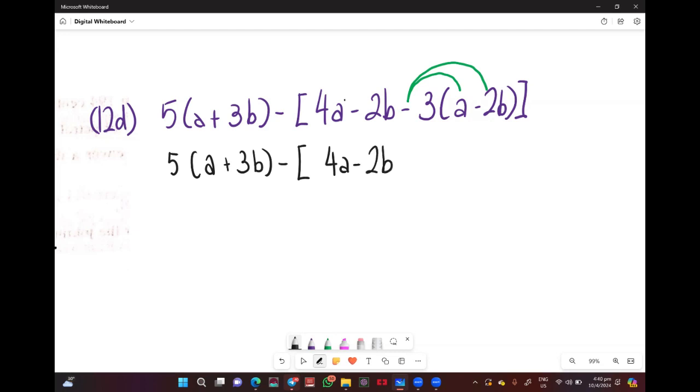Okay, so minus 3 times a, that gives me minus 3a. Minus 3 times minus 2b, that gives me positive 6b. Correct? So the moment I expand, right, what happens to my rounded brackets? They poof. Am I making sense?